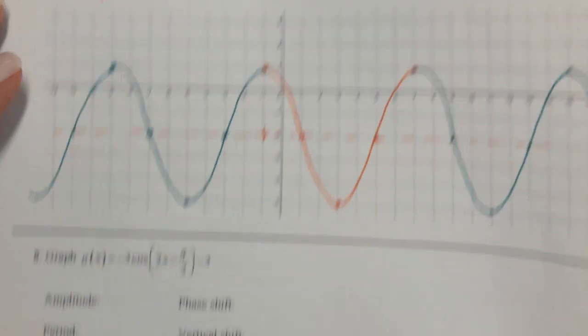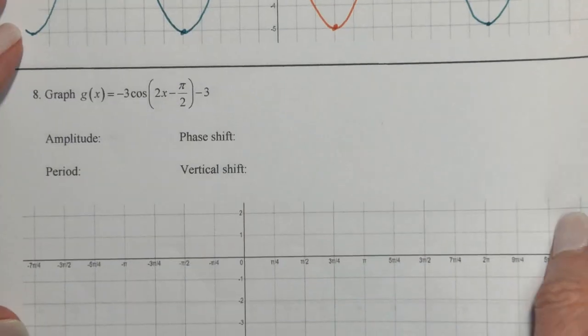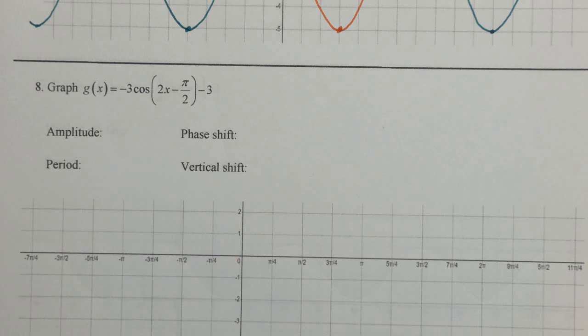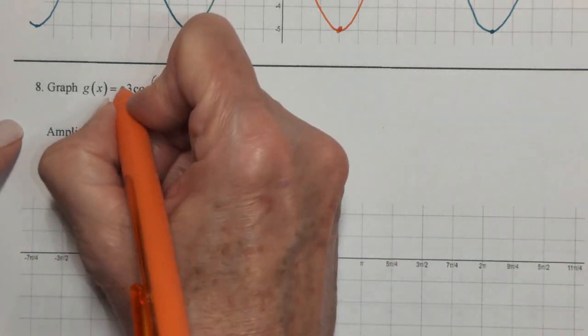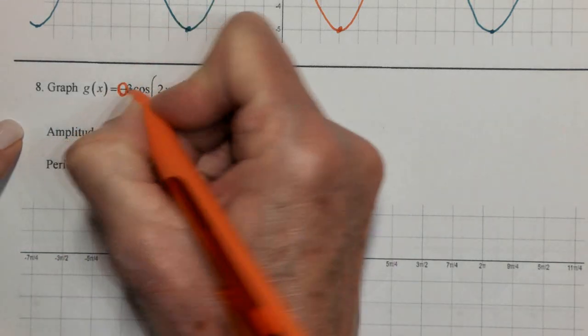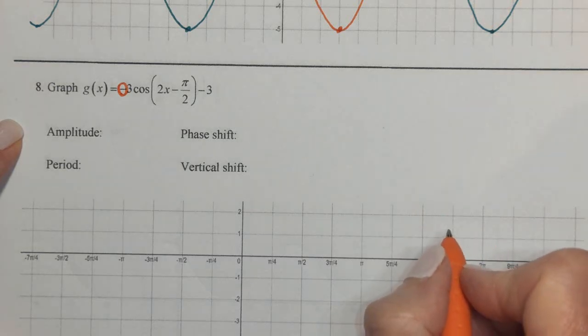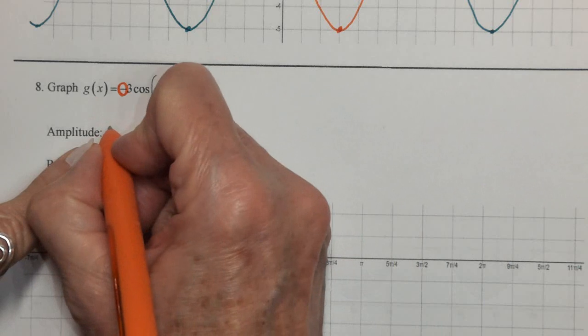But anyway, okay. All right, another one. This time we have a -3 cosine. -3 cosine. So we'll have to keep that in mind. Negative. So it's going to be a reflection over the x-axis. Okay. Amplitude is 3.